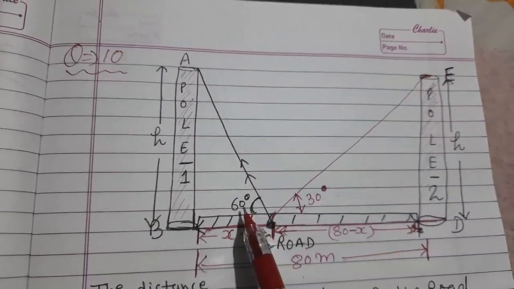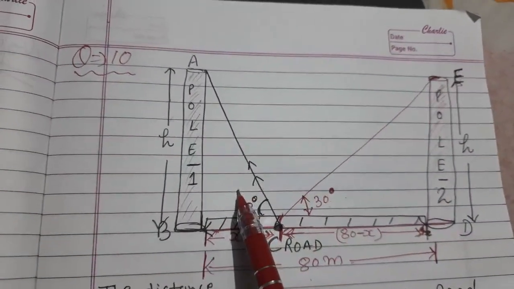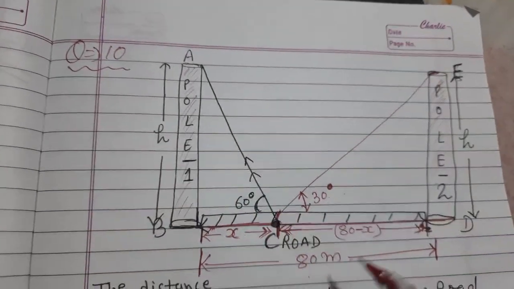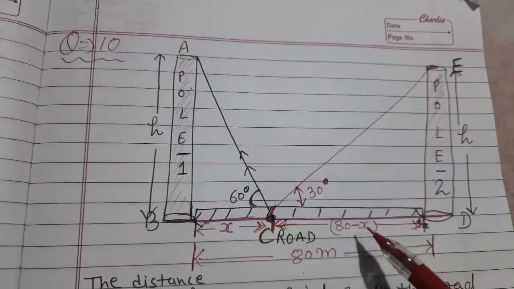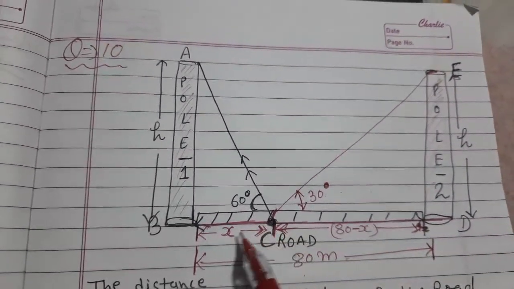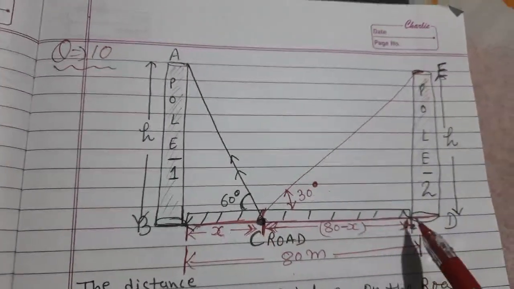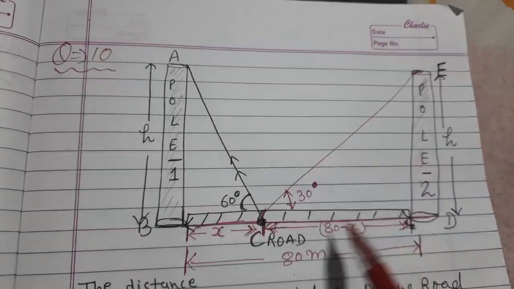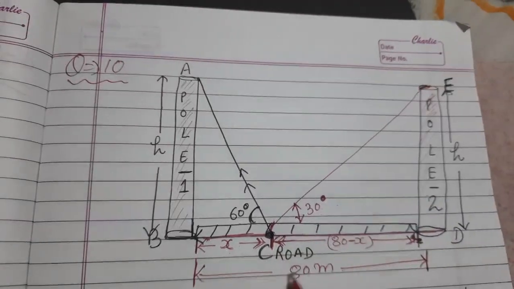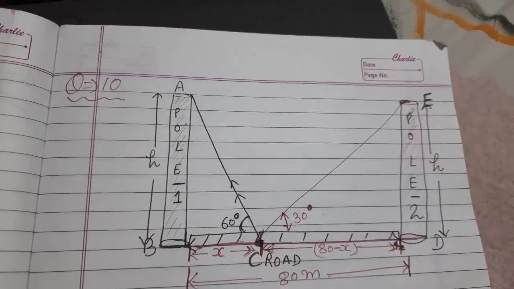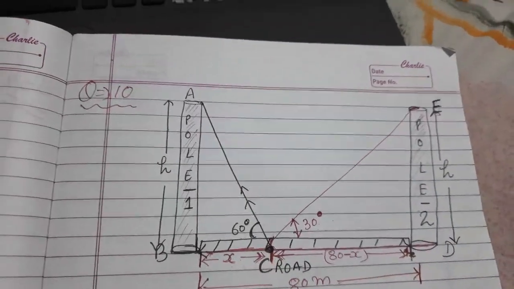We don't have the base and the height for the triangles, only the angles of elevation. We consider the distance between the first pole and point C as x, then the distance between the second pole and the point C will be 80 minus x, as the total width is 80. So the second pole will be 80 minus x meter far away from the point.